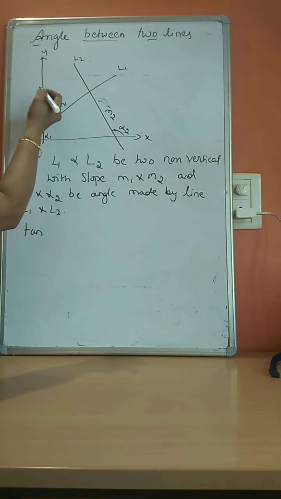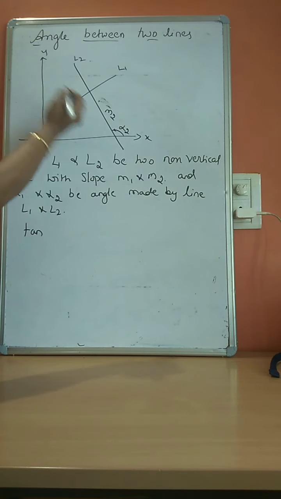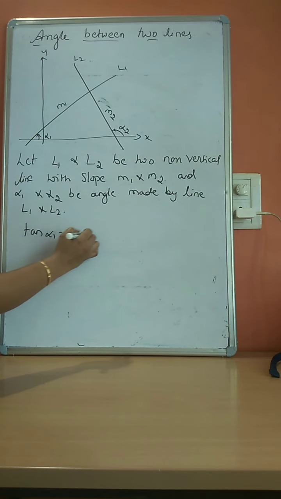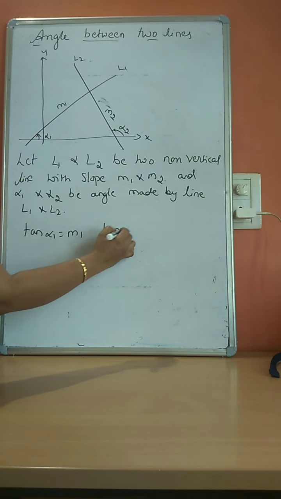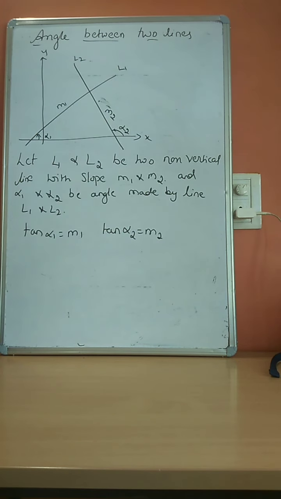L1 has slope m1, and L2 has slope m2. Hence, tan of alpha 1 must be equal to what? m1. And tan of alpha 2 must be equal to what? m2. Is it not?